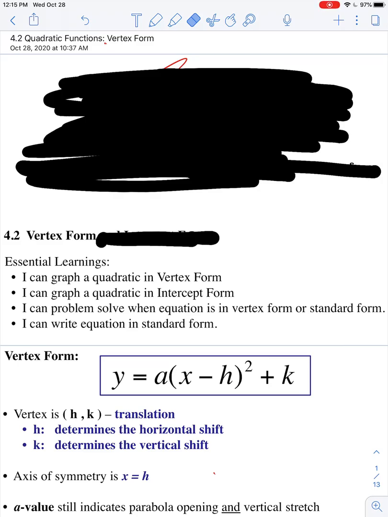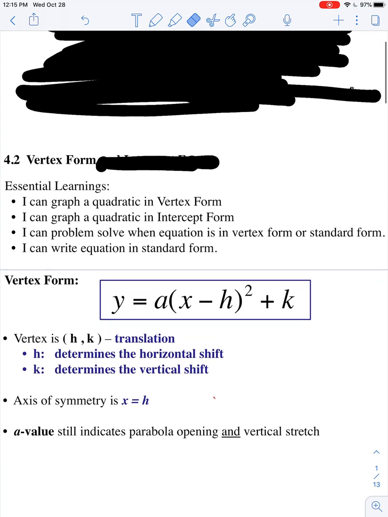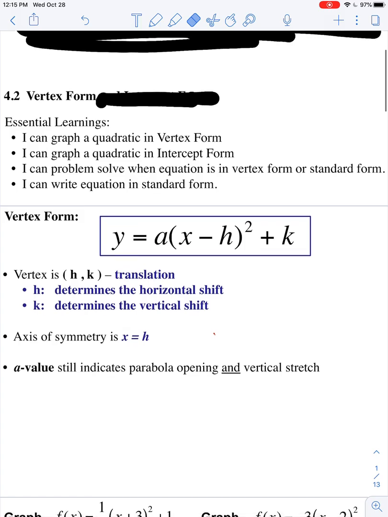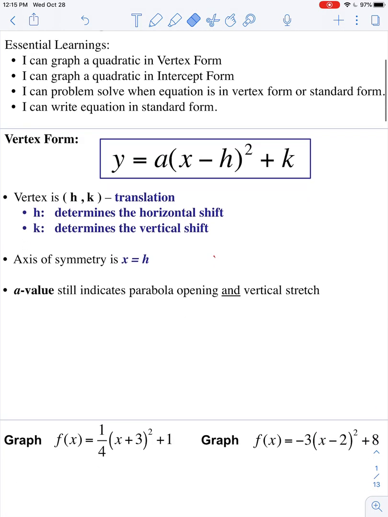Alrighty, welcome friends. We are on 4.2 and I blabbed out a bunch for you because we are not doing intercept form and that was all a bunch of stuff that doesn't apply to us. So we're going to just get right to it.